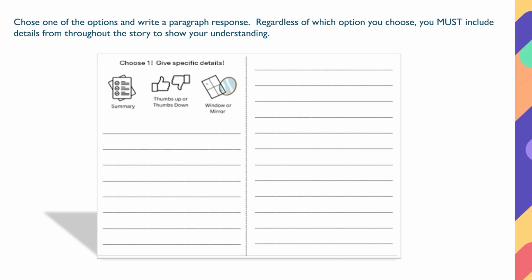The last page will look like this, and as you can see, you've got some choices. You can choose summary, you can choose thumbs up or thumbs down, and you can choose window or mirror. And then you have all this writing space. This is the longest writing space in your mini book project. So I want to explain to you what each of these looks like so that you can decide which one you would like to do for your mini book project.